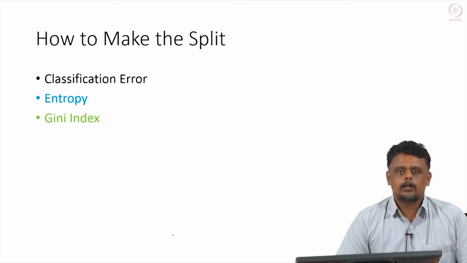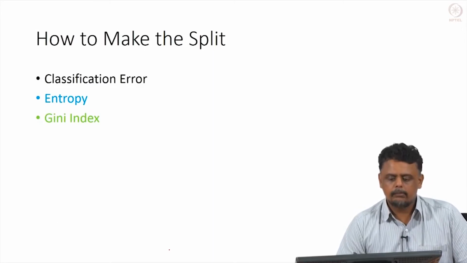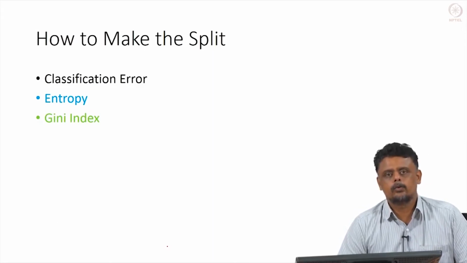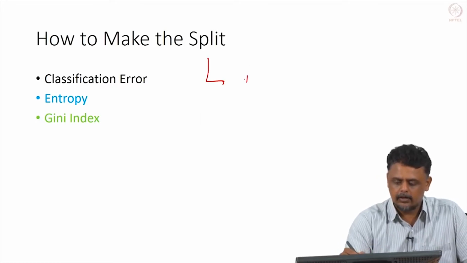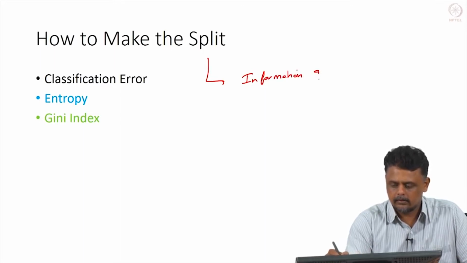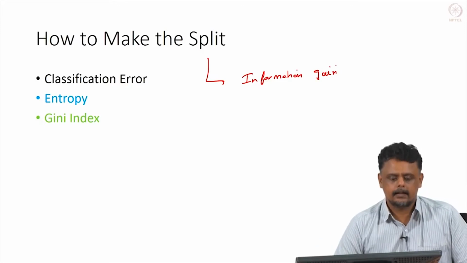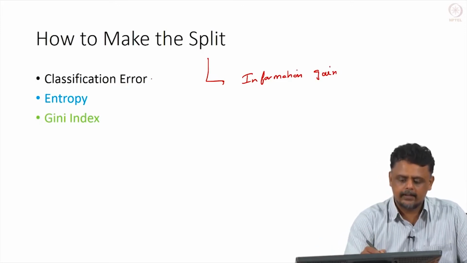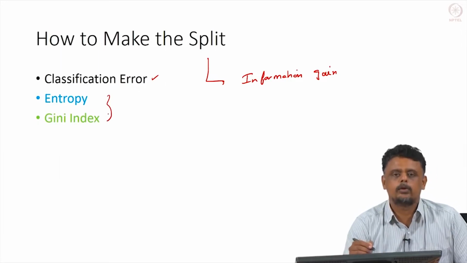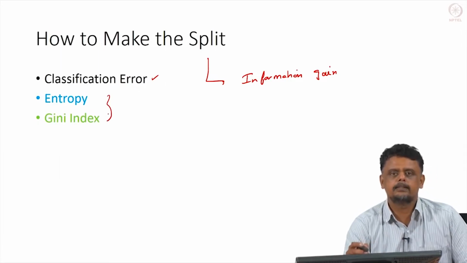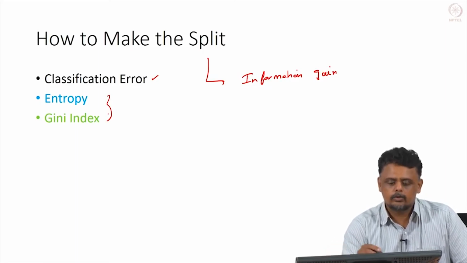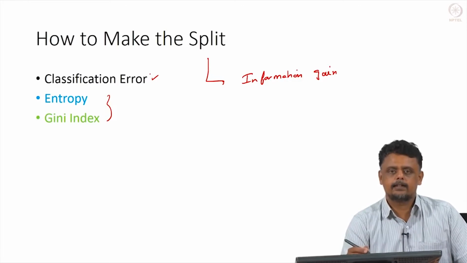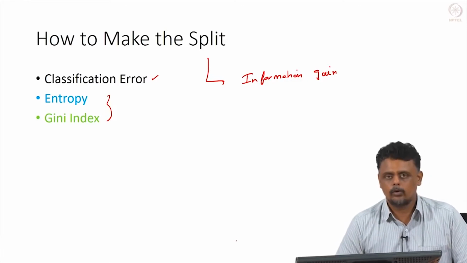Okay. So, then here comes the question, how do we make the split? Usually the split is based on something called information gain. We will look at what that is again, but we can also use classification error. Typically the entropy and the Gini index are what we would call the information gain criteria. We can also do the split based on classification error. We will look at some examples of how we would go about doing that.